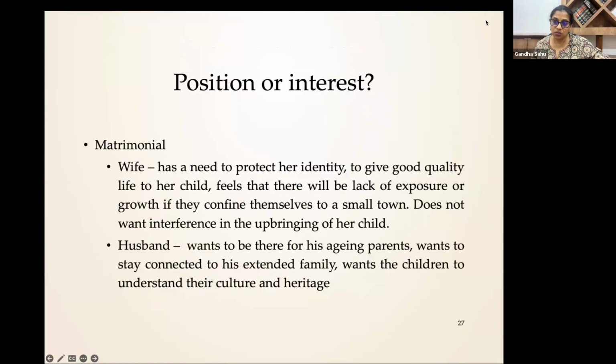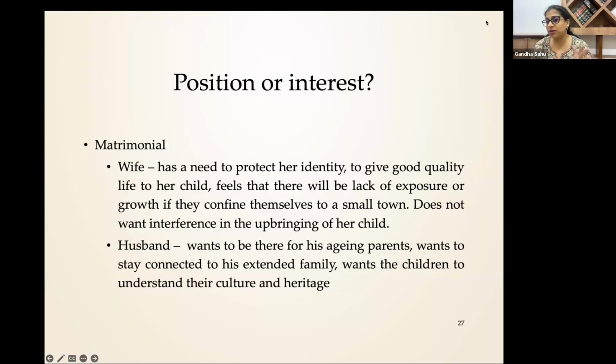interests disclosed include: the wife has a need to protect her identity, to give a good quality life to her child, feels that there will be a lack of exposure or growth if they confine themselves to a small town, and does not want interference in the upbringing of a child. The husband wants to be there for his aging parents, wants to stay connected to his extended family, and wants the children to understand their culture and heritage.